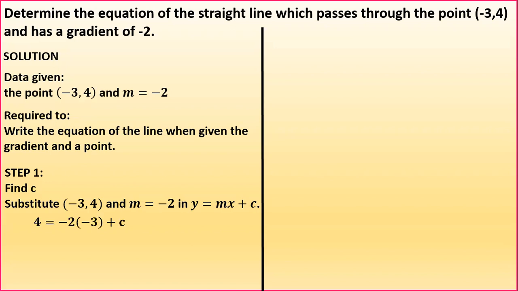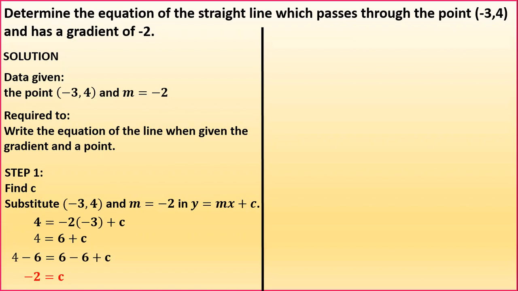Let us substitute. We now have 4 is equal to -2 times -3 plus c, which implies that 4 is equal to 6 plus c. To make c the subject, we have to subtract 6 from both sides of the equation. Therefore, c is equal to -2.